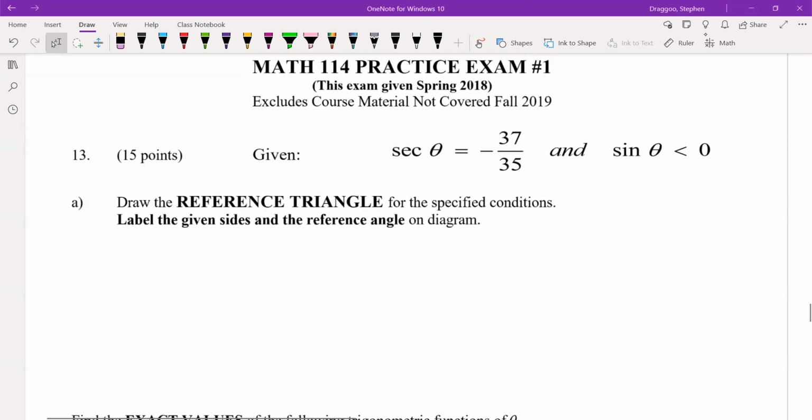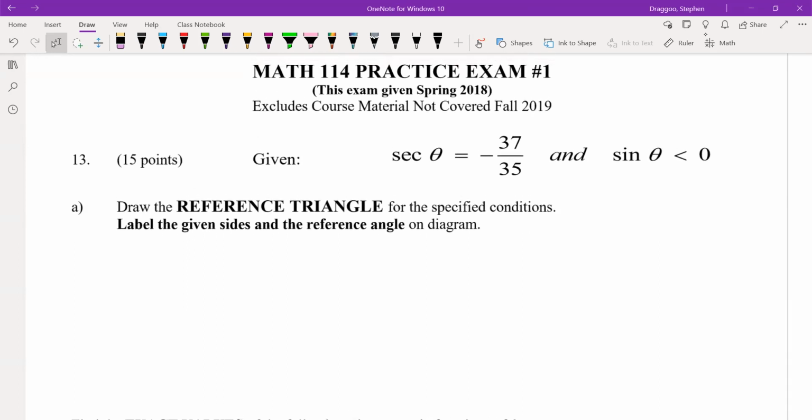Okay, so given the stuff we see before us, secant is equal to -37/35, and sine of theta is negative. So secant's negative and sine's negative. That means I'm in quadrant 3. Secant being negative means x is negative. Sine being negative means y is negative. Both x and y negative must be the third quadrant. And yes, we're going to look at how to tell if a negative is required when filling out our reference triangles right now.